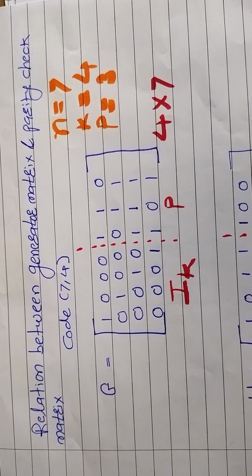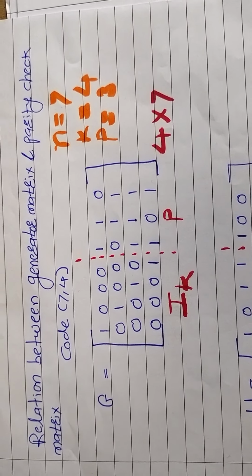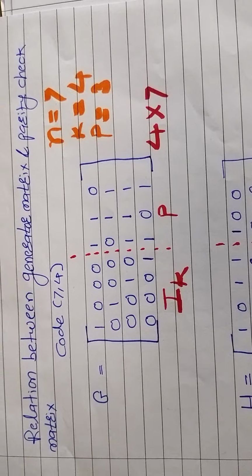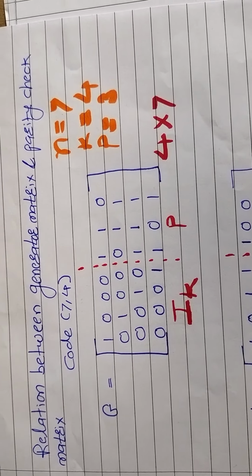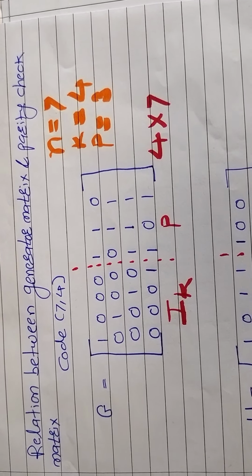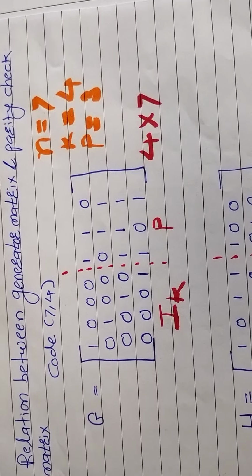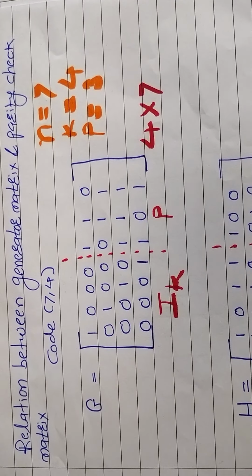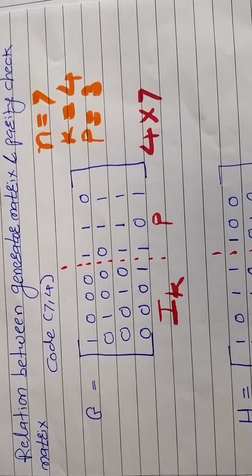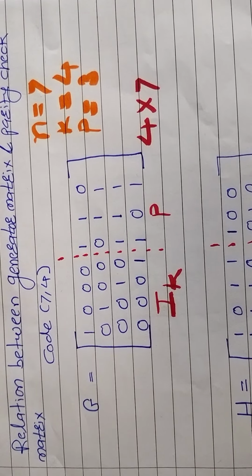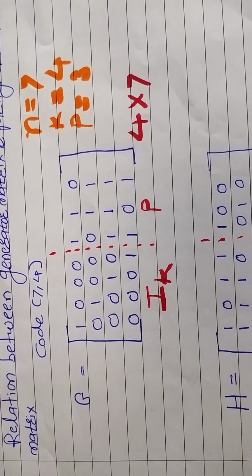Here I'm going to tell you a few, 2 to 3 points that you have to remember, so that you can build the generator and the parity check matrix. The generator matrix is already given in the example, and you have to obtain the parity check matrix.